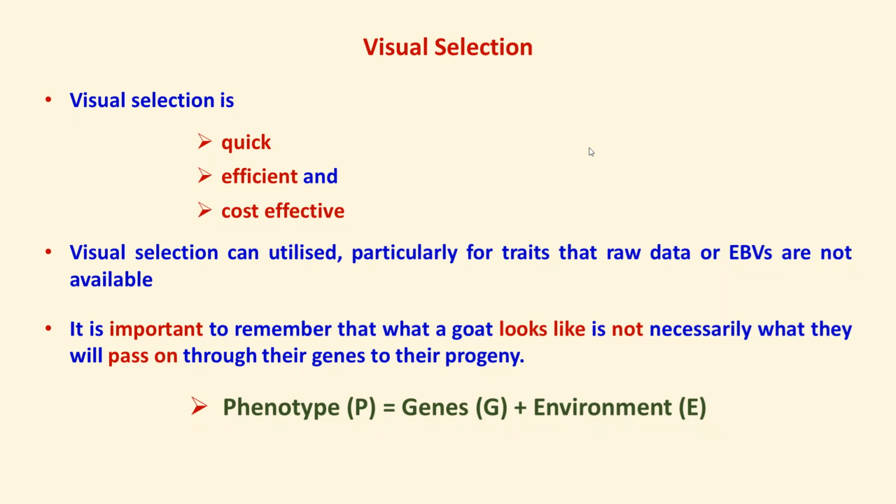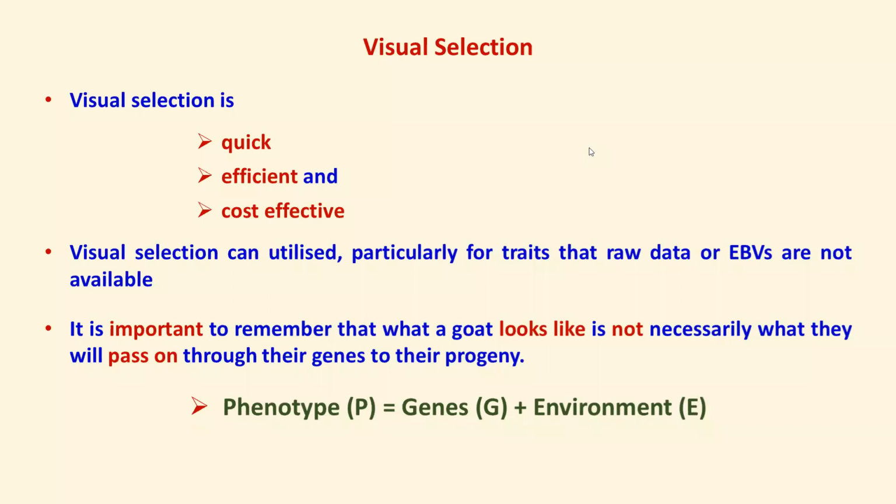Then it is important to remember that what a goat looks like is not necessarily what they will pass on through their genes to the progeny. Now what we want to say is, suppose you are selecting one animal visually by observing the best traits. Now don't expect that the whole of these good traits will go as such to the progeny. It is not like that, because in the beginning I told you about heritability. It is the genetic component of the phenotype.